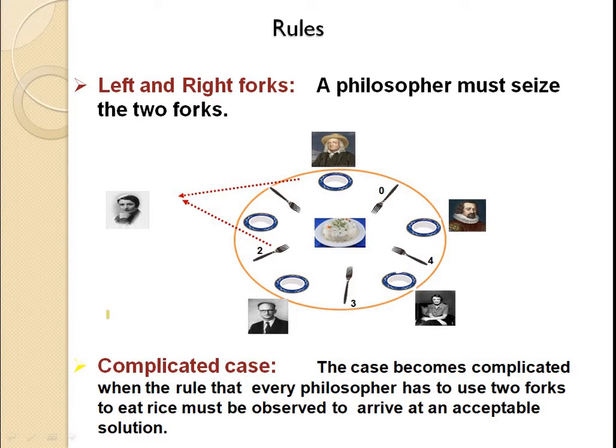So there are some rules. A philosopher must seize at least two forks. Suppose this philosopher wants to eat rice. For this she needs these two forks, fork one and fork two. If she gets these two forks, after that she can change her mode from thinking to eating.